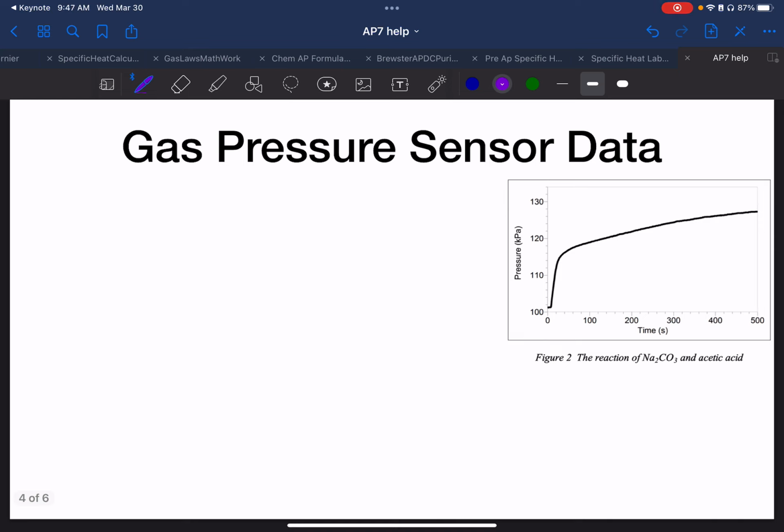So now you also have the gas pressure sensor data, and you had to do it for the 2 runs, and hopefully you had no problem with that. This first figure is going to be the 0.20 grams of Na2CO3 added to 10 milliliters of 0.83 moles of acetic acid, which is commercial white vinegar. The temperature of the reaction was 22.0 degrees or 295.15 K.